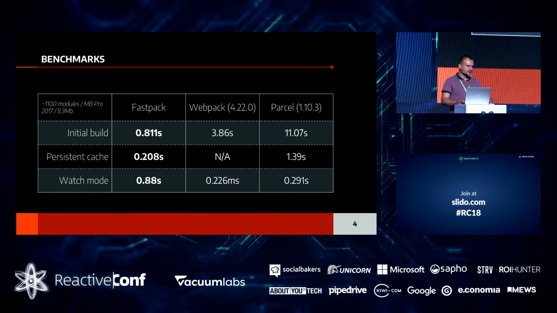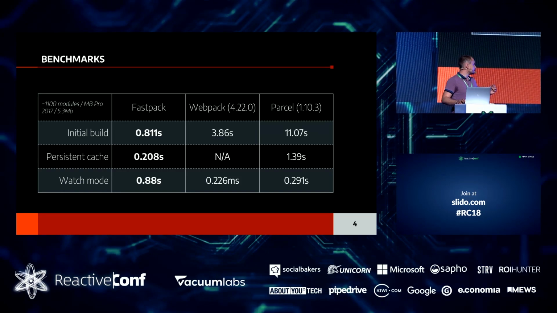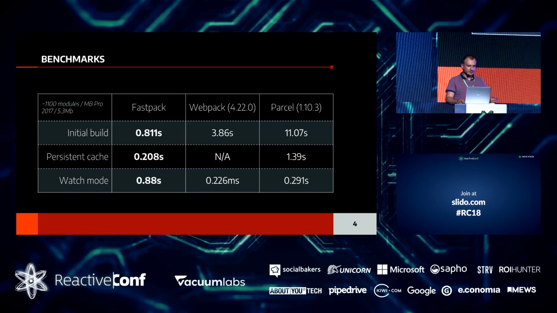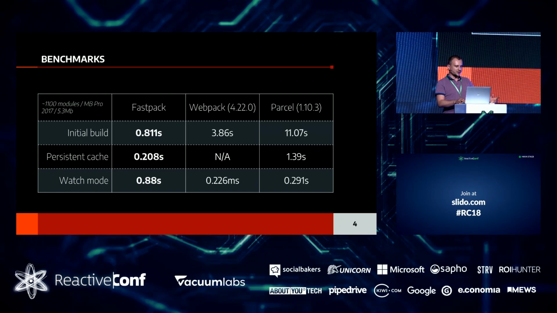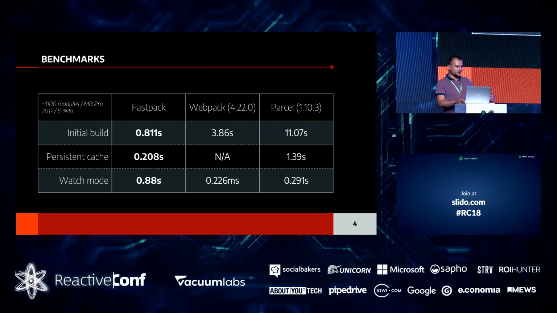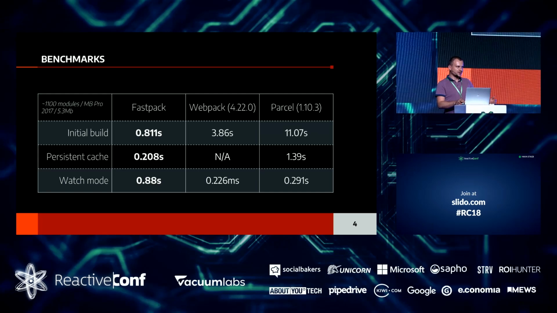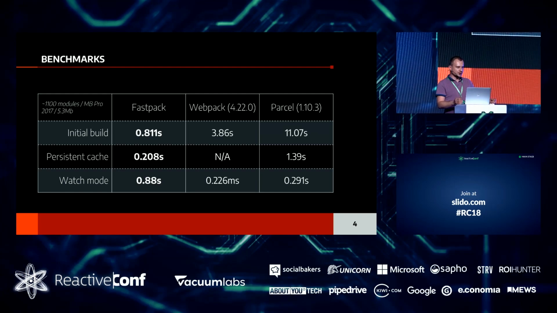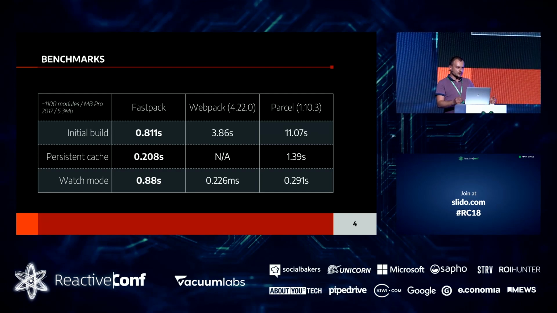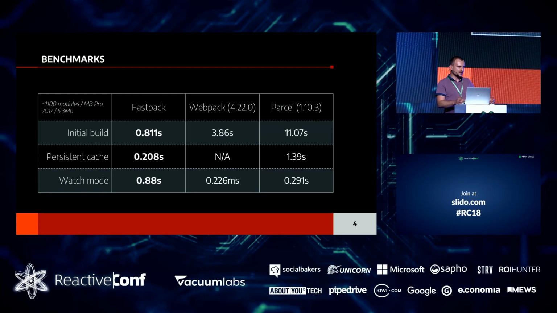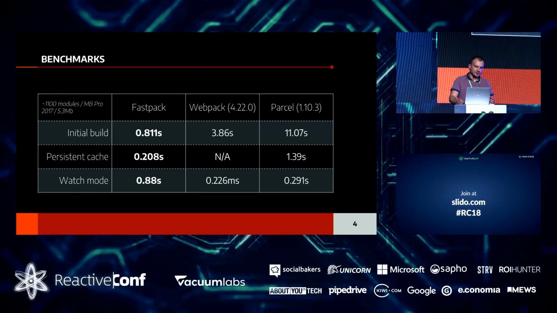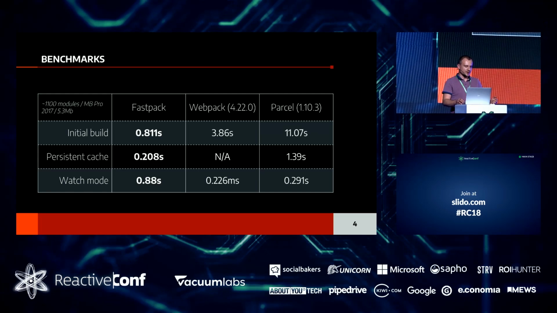So here you can see a benchmarking table comparing FirstPack, Webpack, and Parcel, with three rows in it. The first row is an initial build. This is when you just installed your application and executed the bundler, and the bundler doesn't know anything about your application, but only the configuration you have given it.